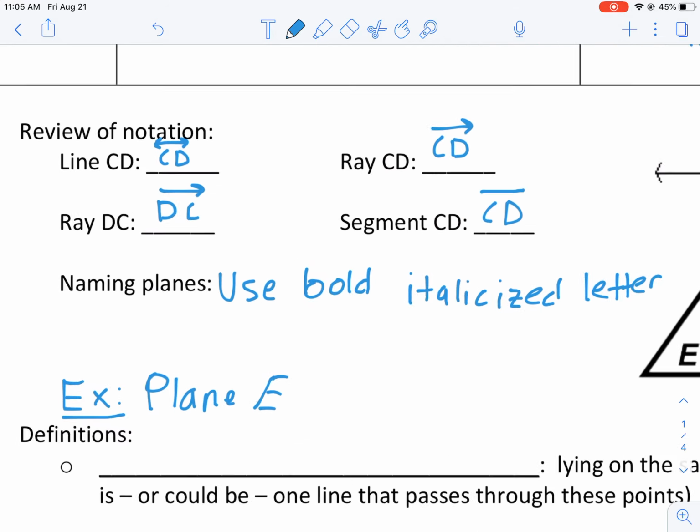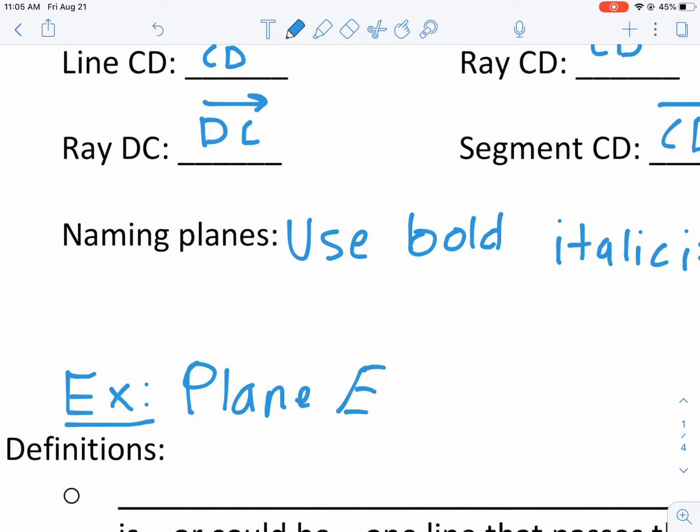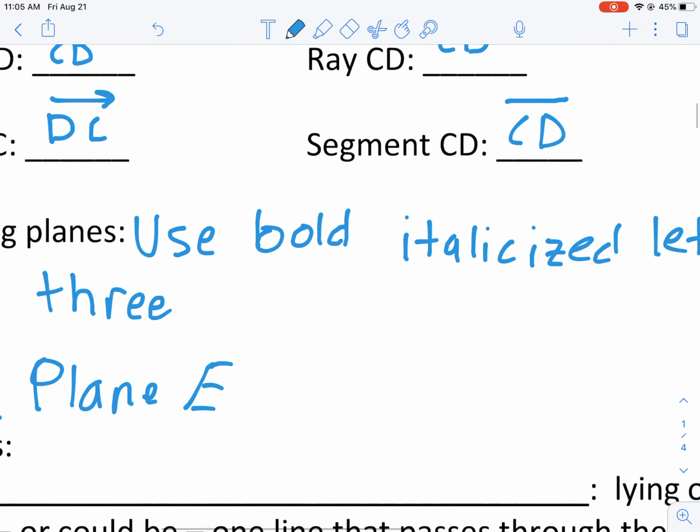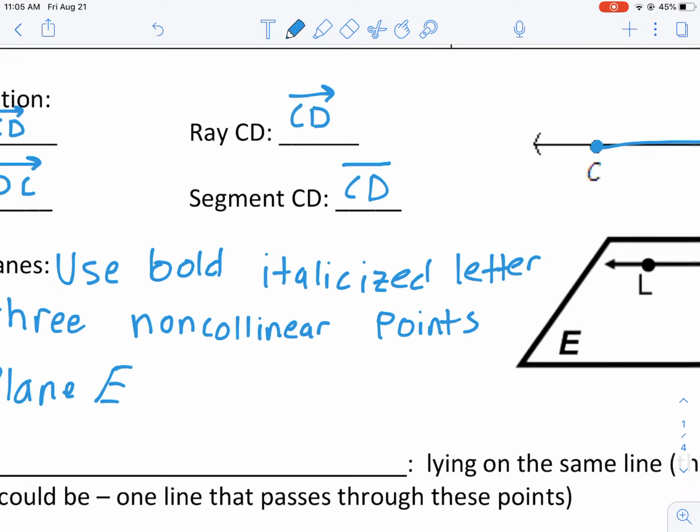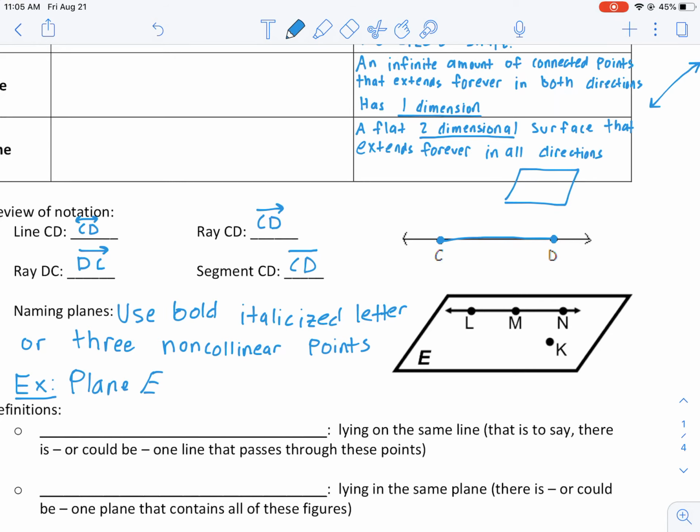Another way, so sometimes they don't give you a letter like that. So the other way to do it would be to use 3 and just write this word down, all right? You might not necessarily know what this word means, but 3 non-collinear points. Okay, what does that word mean? It basically just means 3 points that aren't on a line, okay?